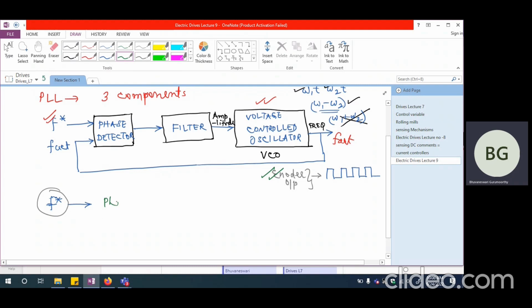Now I have the phase detector here. The phase detector and filter, both of them are going to do the same function as what they were doing in a normal PLL.